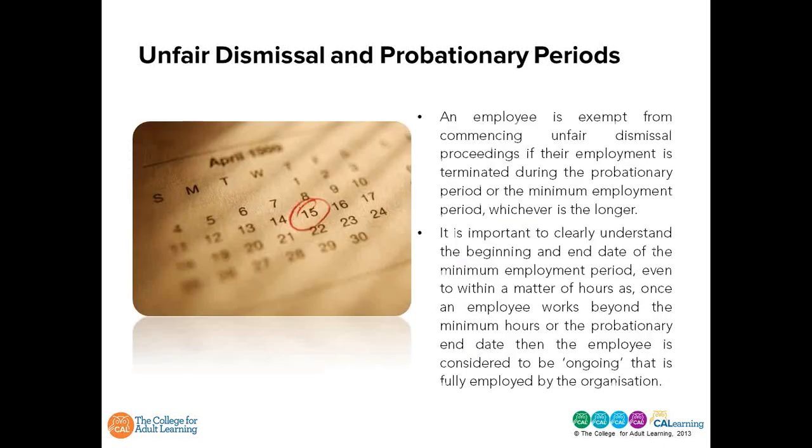An employee is exempt from commencing unfair dismissal process if their employment is terminated during the probationary period or the minimum employment period, whichever is the longer. So it's important to clearly understand the beginning and end date of the minimum employment period, even to within a matter of hours. Once an employee has worked beyond the minimum hours of the probation end date, the employee is to be considered as ongoing, and that is fully employed by the organisation.